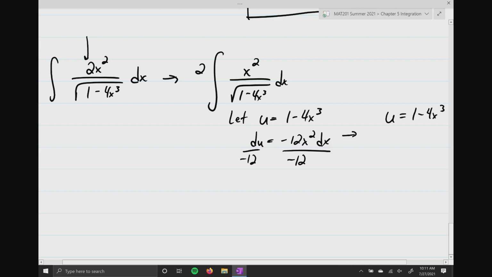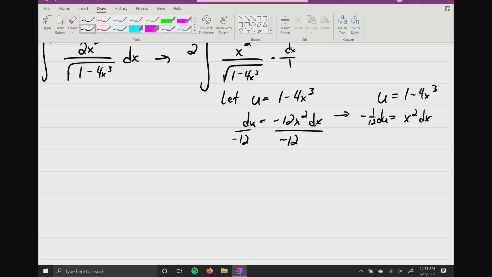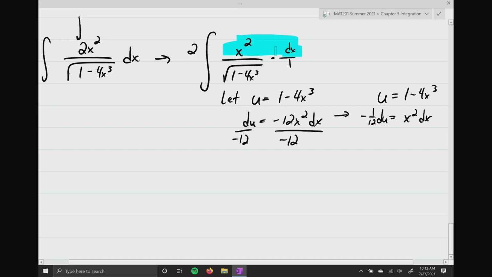So I have u equals 1 minus 4x cubed. Negative 1/12 du is going to equal x squared dx. What he would say is, okay, do you have x squared times dx in your problem? And if you look, and I'm going to go ahead and erase this, I want you to look right in the middle of your screen up top. That dx is really dx over 1. Notice I totally have x squared times dx. So I know u substitution is going to work. I have what my substitutions are going to be.